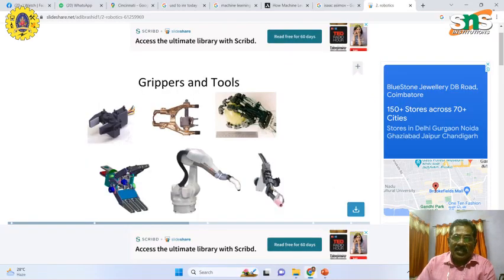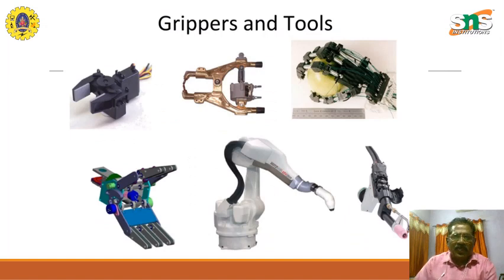Now the grippers are shown here. In the grippers, you see the various types of grippers are shown. I have another picture here. Now these grippers here are like this. Depending on what is to be gripped or what is to be held, you can change the shape of the gripper. So it is custom made for different applications.